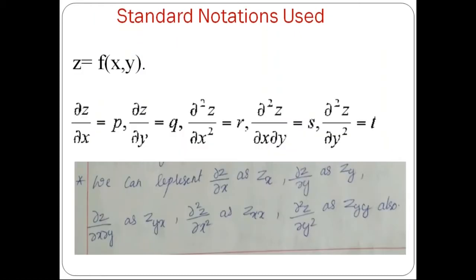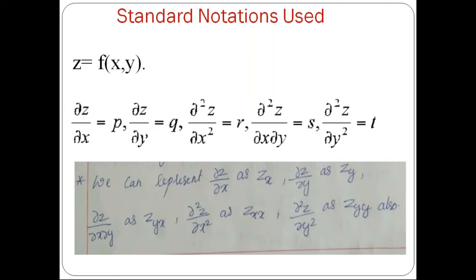Next definition. Here, there are some standard notations which I use and even some books use. If z is a function of x and y, these are the standard notations. Everyone can use these notations. If it is not given in the question that z is a function of x and y, then automatically you should understand that if there are three variables x, y, z, then z will always be a function of x and y. Now, I can differentiate with respect to x, and with respect to y as well.